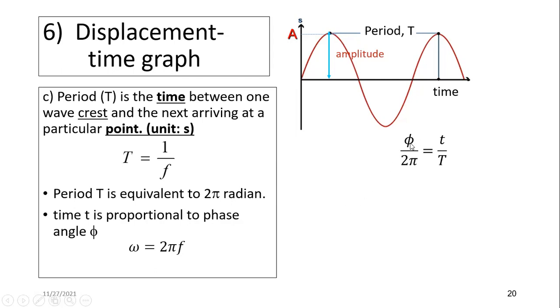Same formula. Just now we use x over lambda, so now we use t over capital T. Capital T is the period. And we can take the 2 pi across. So it's 2 pi t over T. And we call 2 pi over T omega. Right? That's the reason why, instead of writing phi, we write sine omega t.